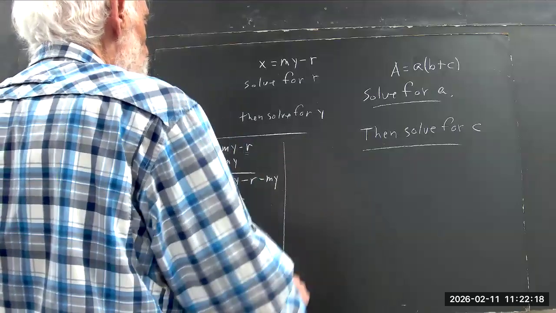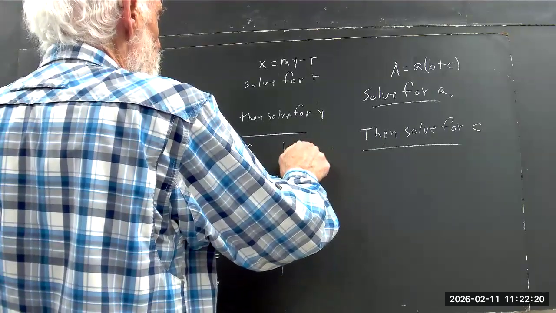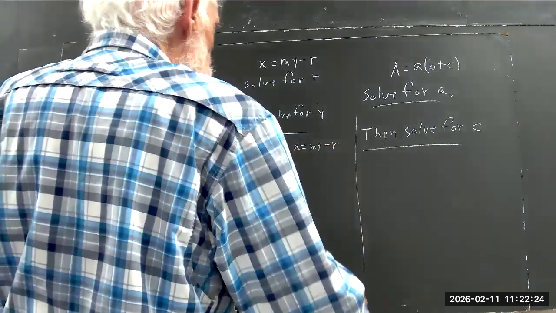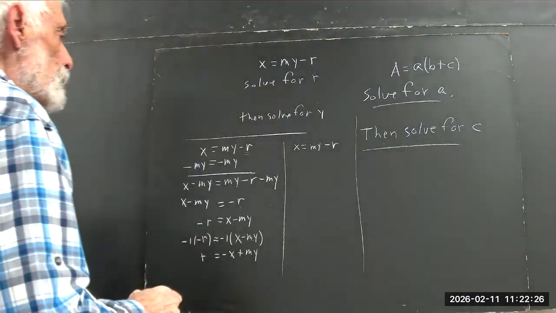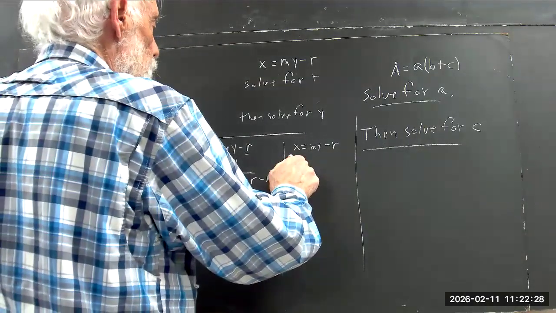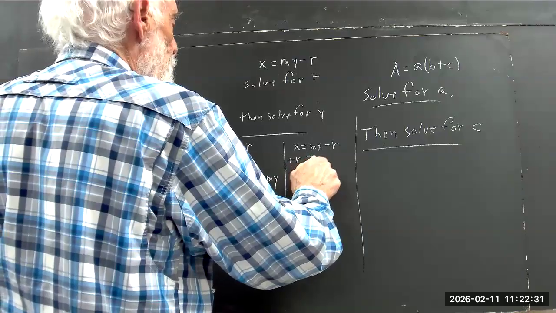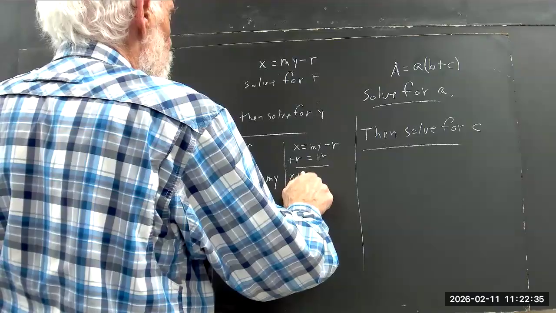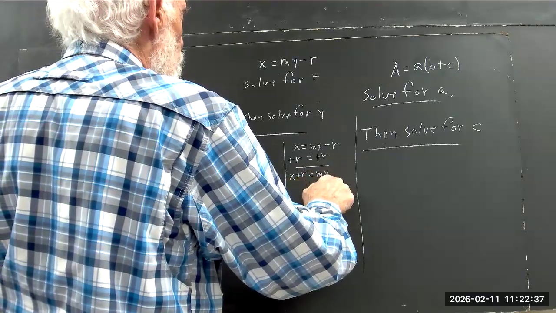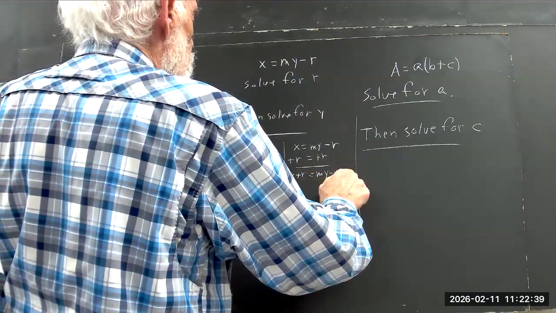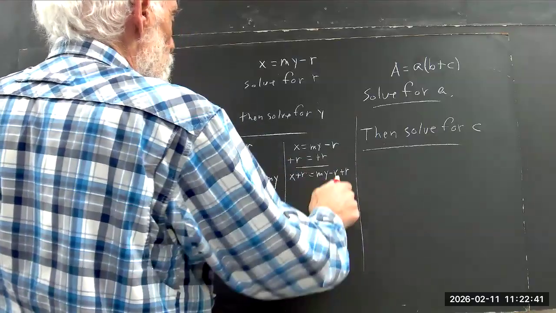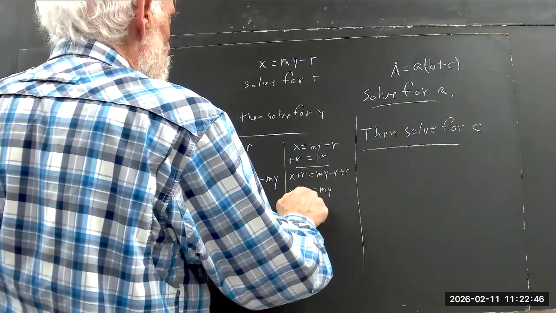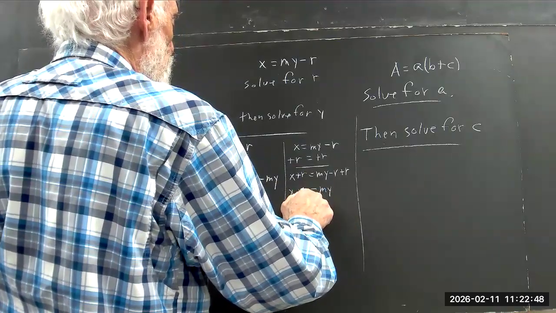Want to solve this for y? Same equation. First, we're going to add r to both sides. So we get x plus r equals my minus r plus r. And the minus r plus r gives us just my. And here we get x plus r.